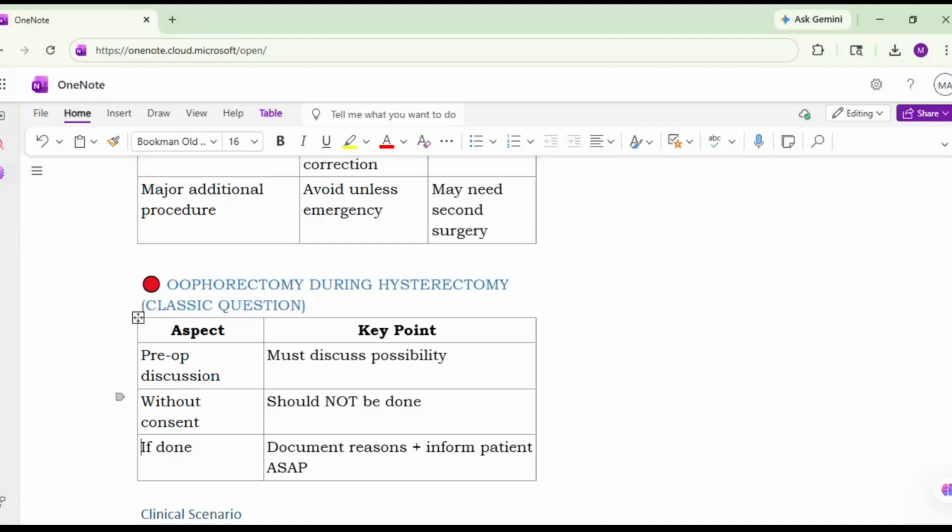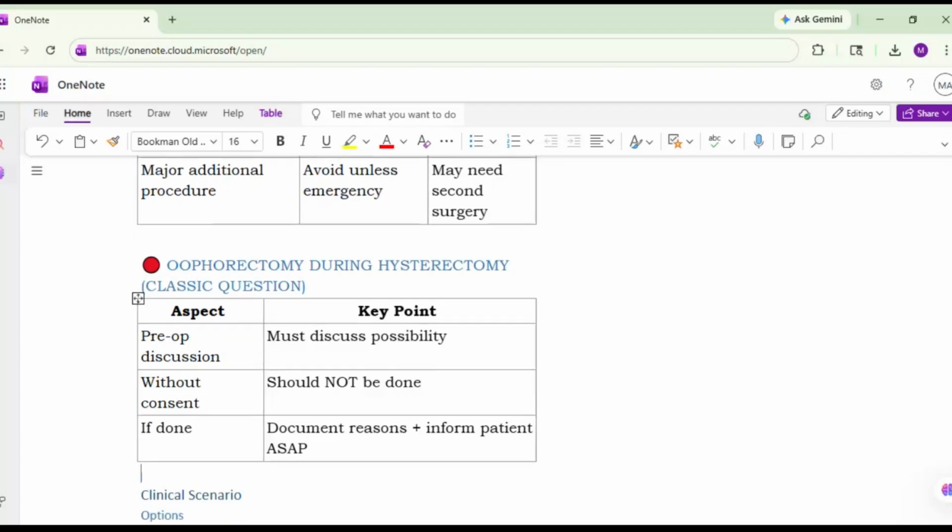Then oophorectomy during hysterectomy. A pre-operative discussion is a must. The possibility of oophorectomy we have to discuss in the pre-operative period. Without consent, it should never be done. And if it is done, we have to document the reason and inform the patient as early as possible.